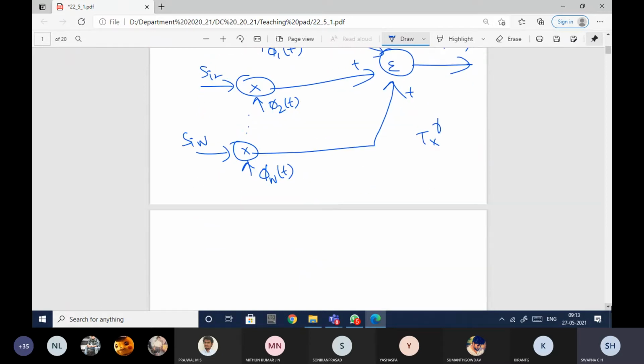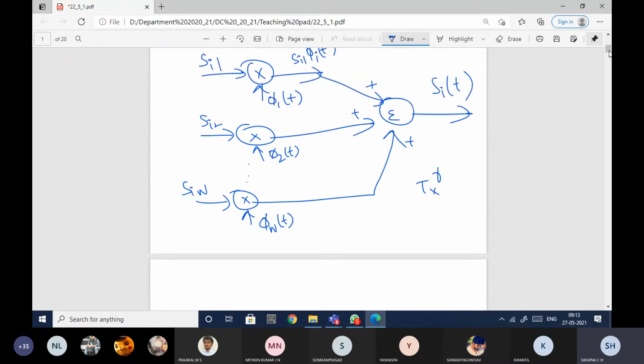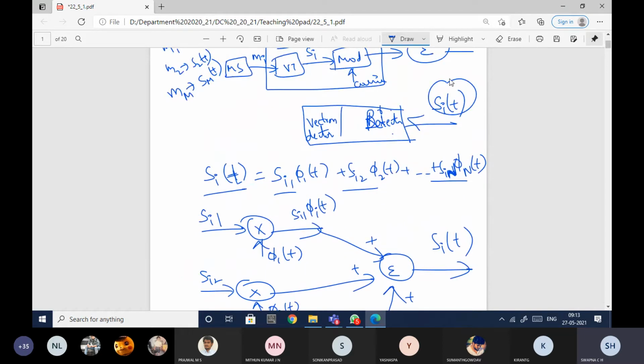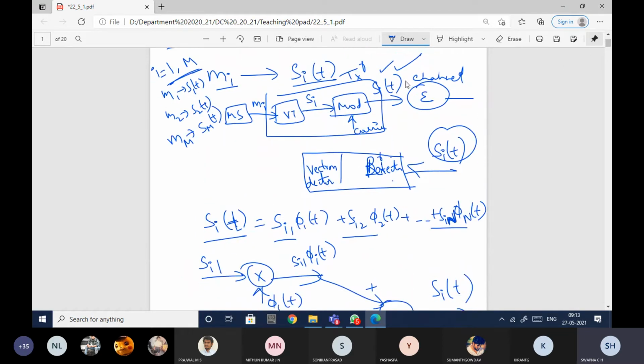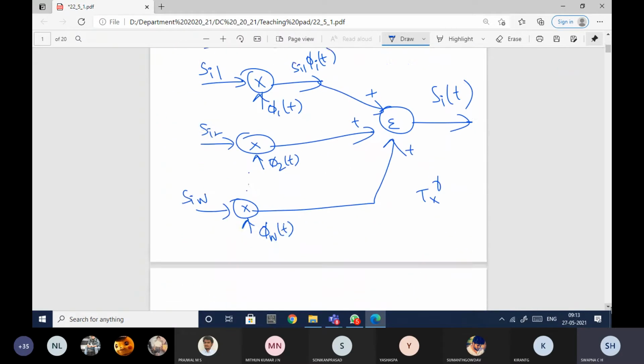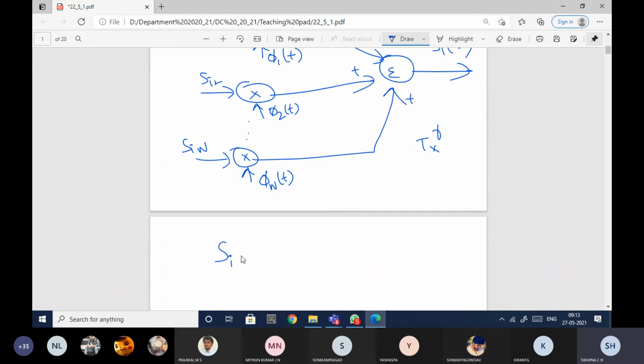At the receiver end, the receiver has to detect this s_i of t and convert it. The reverse process should happen here. From mi, si is generated, and from si, s_i of t is generated. At the receiver, the opposite operation should happen: it takes s_i of t, generates si, and from si it needs to estimate m cap. So I need to get si, which is nothing but s_i1, s_i2, up to s_iN, right? So I need to get s_i1, s_i2, s_iN.